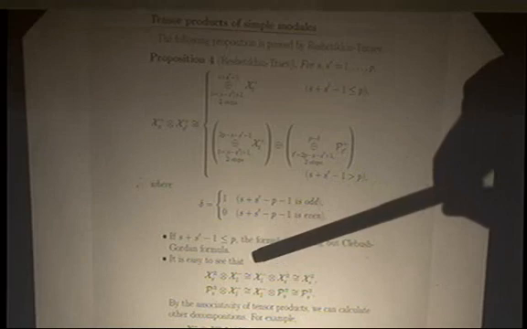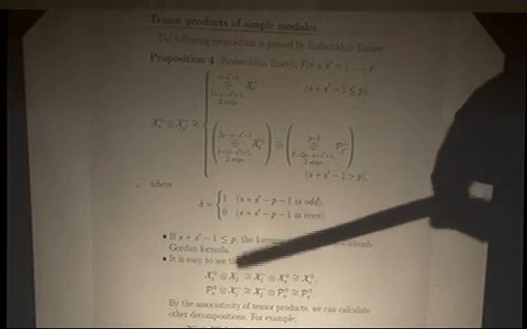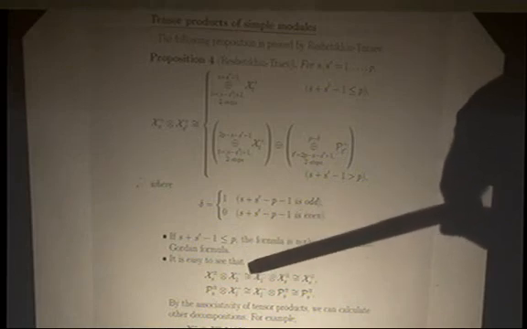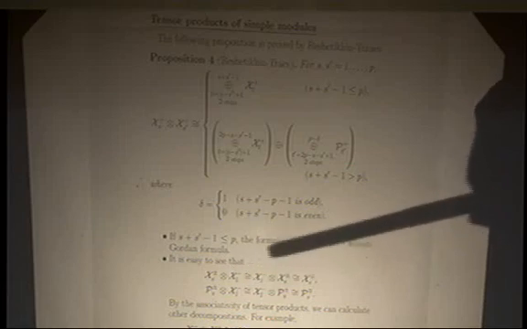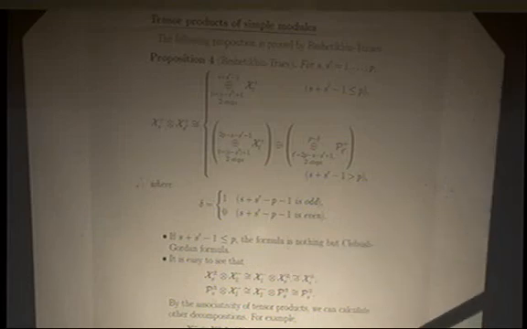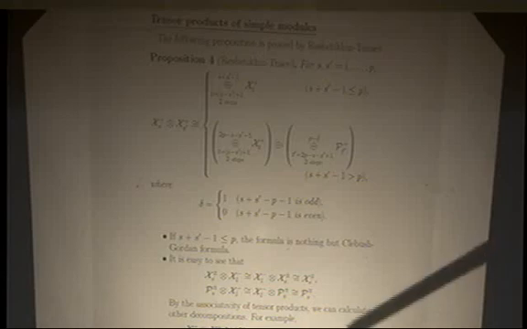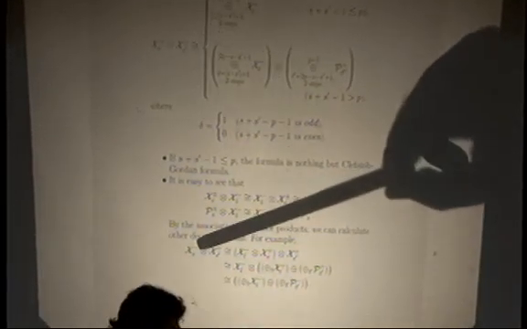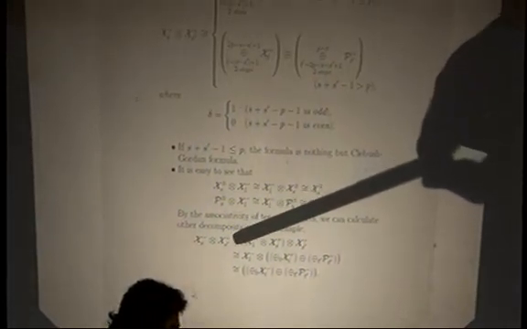And it is easy to see that these formulas, namely simple module times one-dimensional module X_1^-, is isomorphic to this one. And by the associativity of tensor products, we can calculate other decompositions. For example, X_s^- times X_s'^+ is isomorphic to this one.